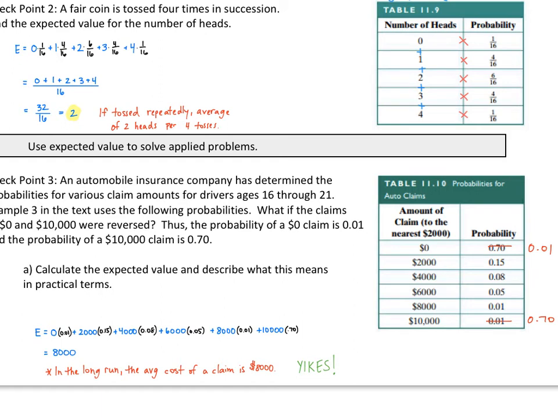By switching those values, the outcome of $0 has a probability of 0.01, plus the outcome of a $2,000 claim is 0.15, plus a $4,000 claim at 0.08, plus a $6,000 claim at 0.05, so on and so forth. When we calculate all of these, we end up with 8,000. So what does that mean? It means in the long run, the average cost of a claim is $8,000. That's if we change those values. That is really expensive. Hopefully that isn't actually the case.